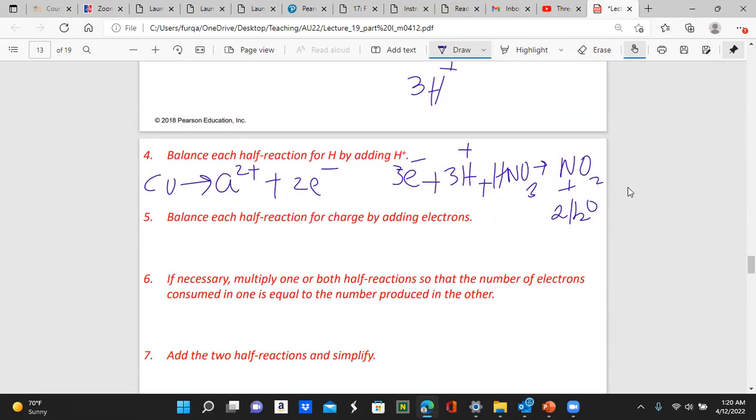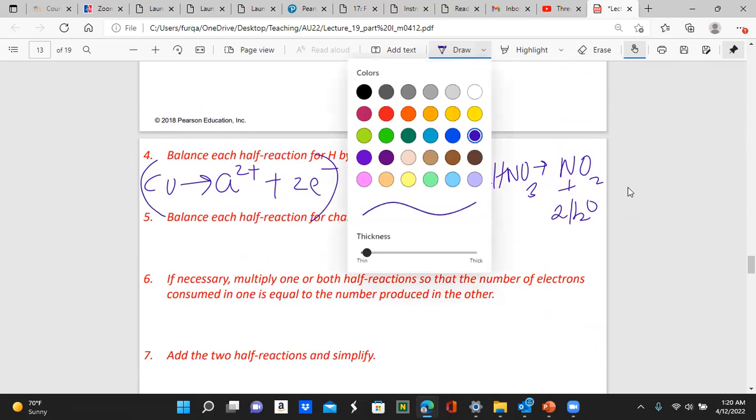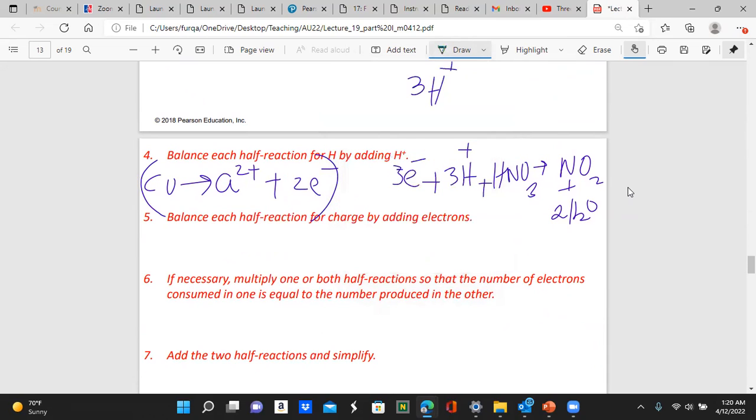Now balance each half reaction for charge by adding electrons, right? We already have electrons here. All I need to do is have them balanced. So I have to multiply this equation by 3, and I have to multiply this equation by 2. I can write a small 3 here if that's confusing.